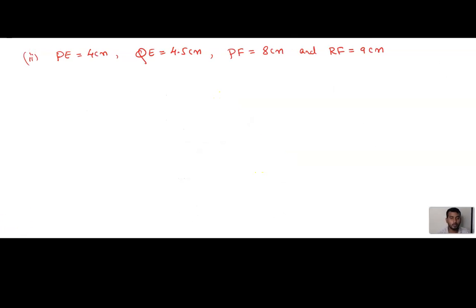See, children, one more option is given. We can assume one triangle PQR. We have a side which is named EF. Now we want to check again by using these conditions whether EF is parallel to QR or not. Okay. So let me substitute the values. How much is PE? 4 centimeter. QE 4.5 centimeter. PF 8 centimeter. RF 9 centimeter. Okay. Shall we solve this?